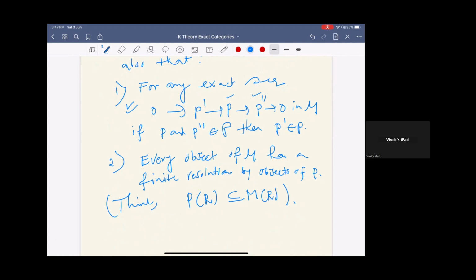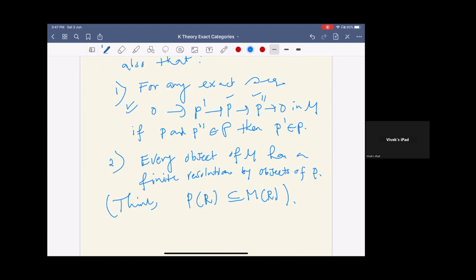This is an exercise in commutative algebra, right? Because the sequence actually splits, P prime must be positive. And every object of M has a finite resolution by objects of P. That is not always the case, but every object always has a resolution, right? Because the category of modules has enough projectives. We will always have a positive resolution, but there is no guarantee there is a finite resolution.